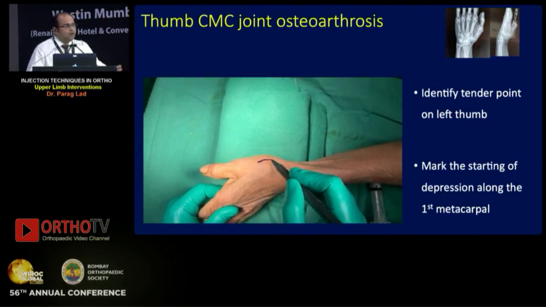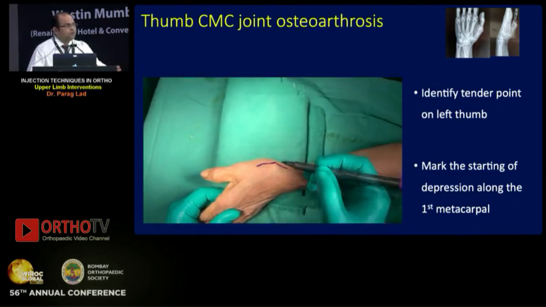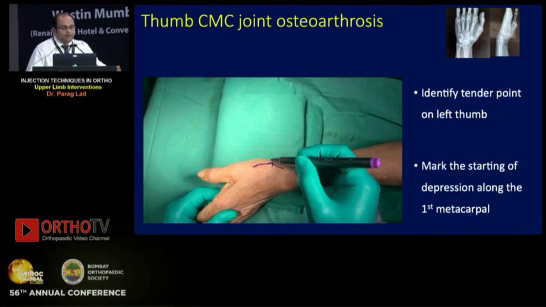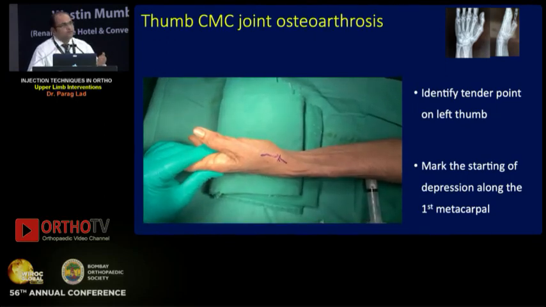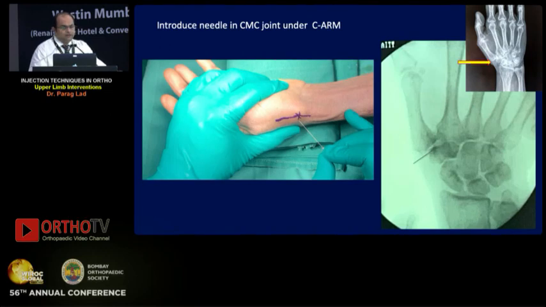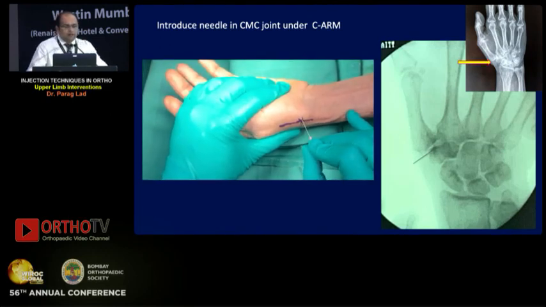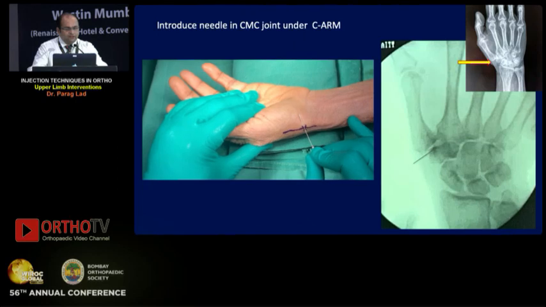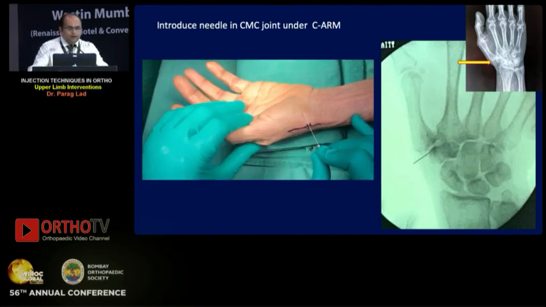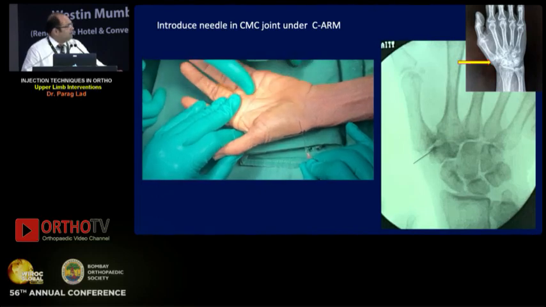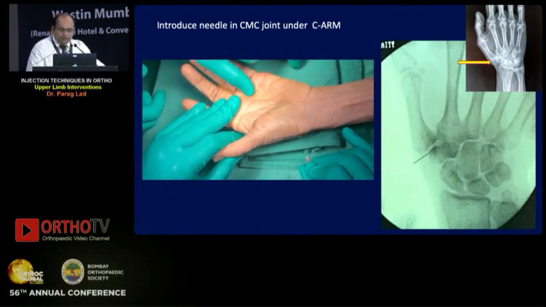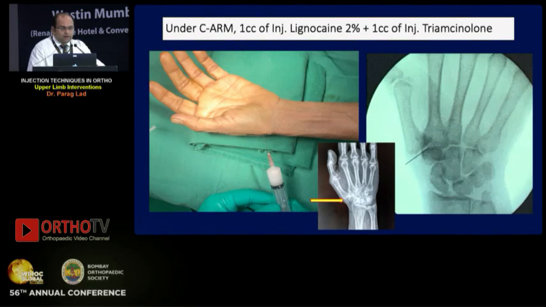We follow the course of the radial aspect of the metacarpal, and the point where the metacarpal slope is felt and there is a depression is the point that we mark with the marker. We exactly check that under C-arm, and after confirming under C-arm, we introduce the needle into the joint.